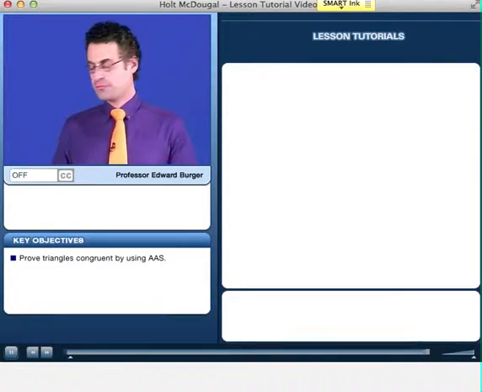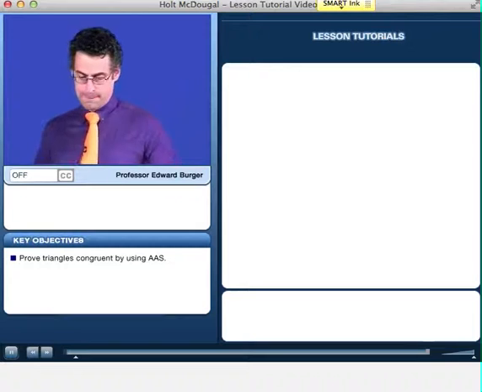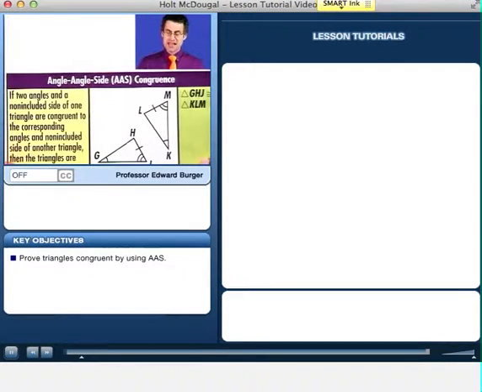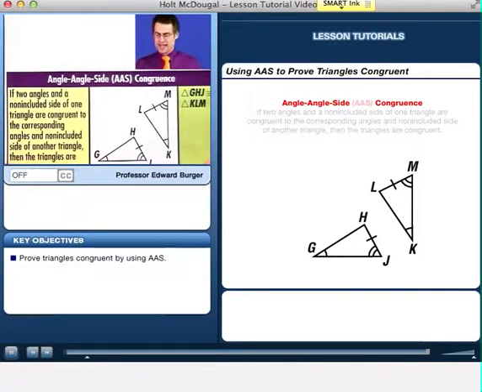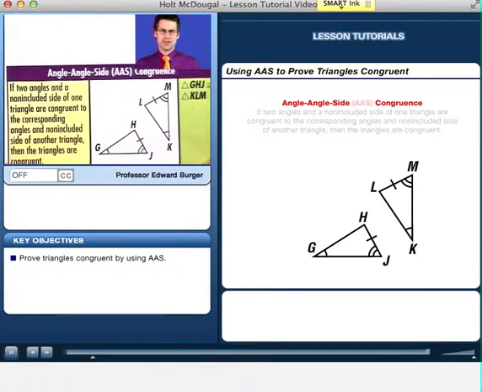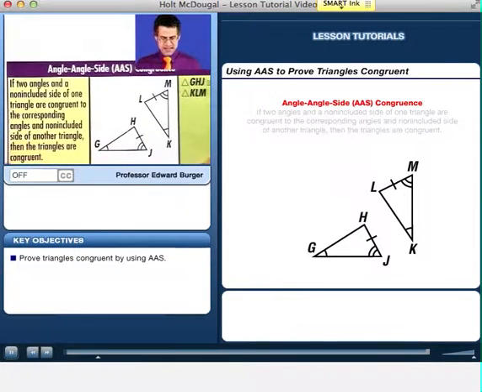You know, another great way of proving two triangles are congruent is the ever-popular angle-angle side. Now, the angle-angle side congruence, sometimes abbreviated AAS, says that if two angles and a non-included side of one triangle are congruent to the corresponding angles and non-included side of another triangle, then the triangles are congruent.